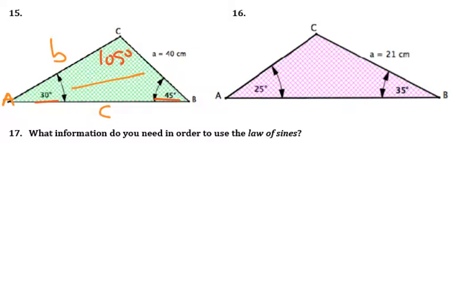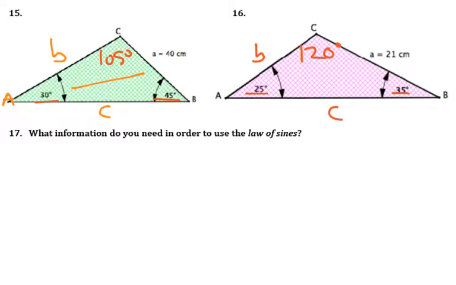If I'm looking at C, 25 and 35 give us 60. 180 minus 60 is 120 degrees. And then we're looking for side B and side C again. So we set it up in the same fashion.